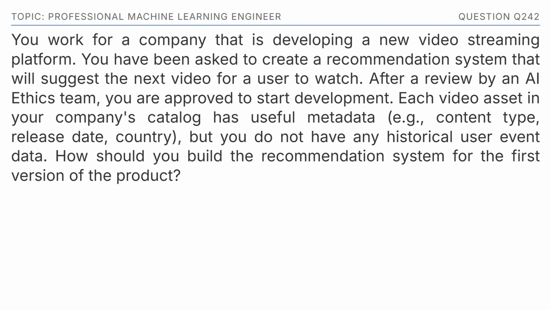You work for a company that is developing a new video streaming platform. You have been asked to create a recommendation system that will suggest the next video for a user to watch. After a review by an AI ethics team, you are approved to start development. Each video asset in your company's catalog has useful metadata, e.g., content type, release date, country, but you do not have any historical user event data. How should you build the recommendation system for the first version of the product?